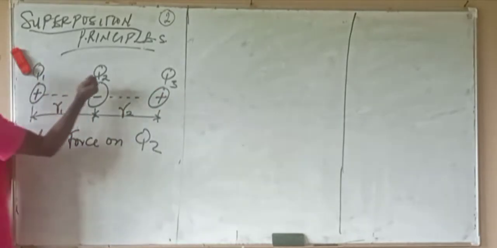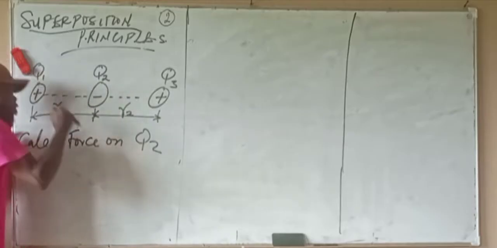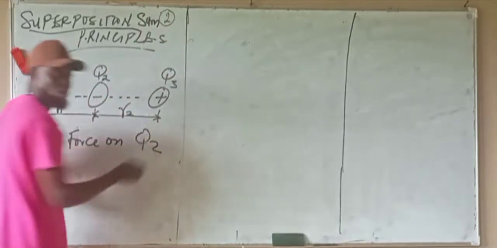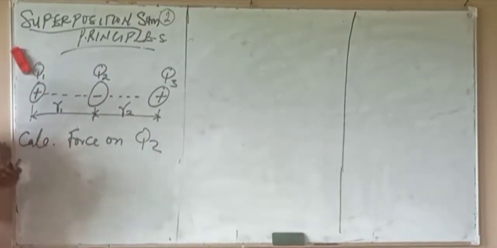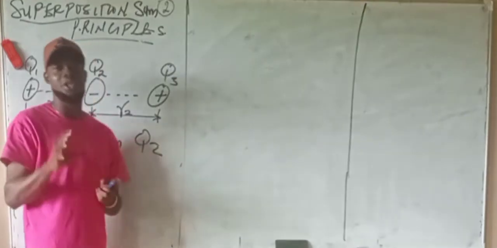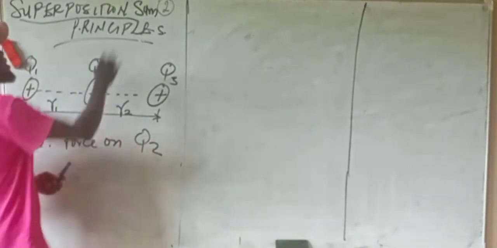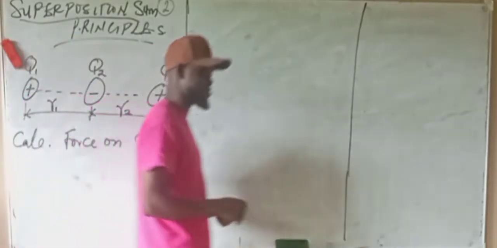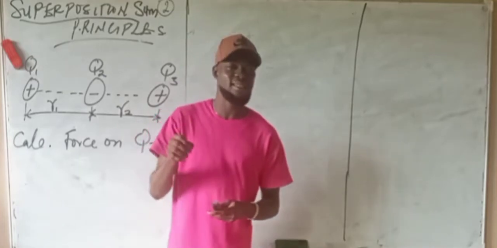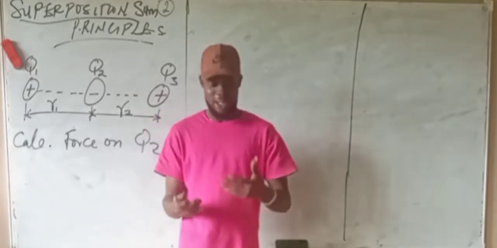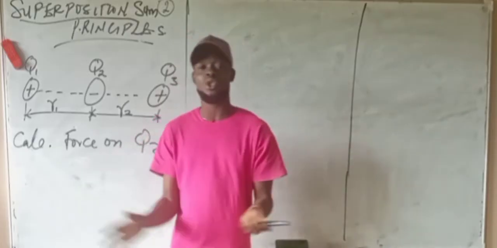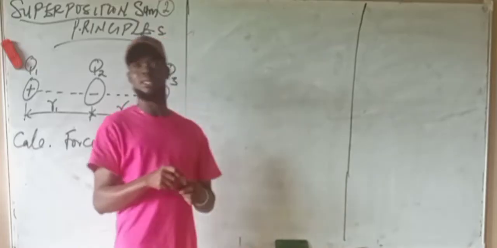The force exerted on Q2 is the vector sum. Sum means addition. Vector addition means you take note of the magnitude and direction. The vector sum we are talking about is not just normal addition or subtraction in mathematics. We are talking about the laws of adding vector quantities, which can be the parallelogram law, or we can also use resolution of vectors. That's what we are talking about in this case.